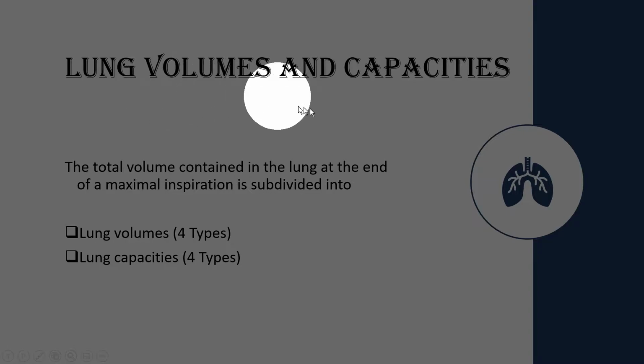Of course, this topic is covered in your theory part, but I will just go through very briefly so that we can have a very quick review. Lung volumes and lung capacities. The total volume of air contained in the lungs at the end of maximum inspiration is basically divided into four types of lung volumes and four types of lung capacities.